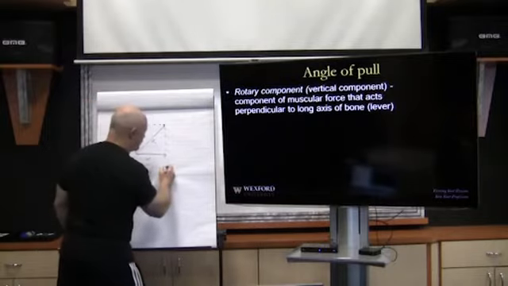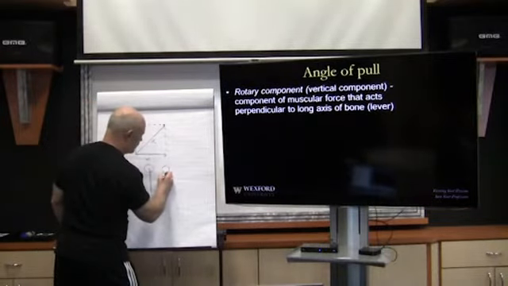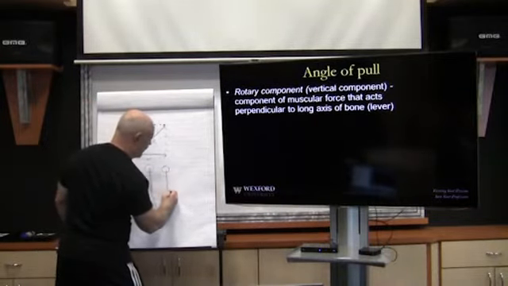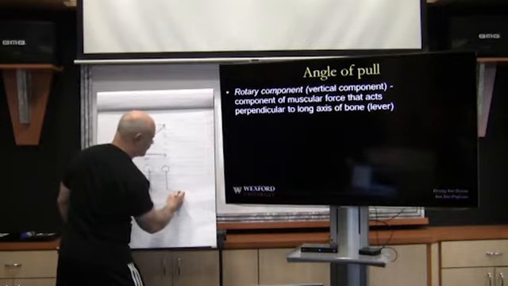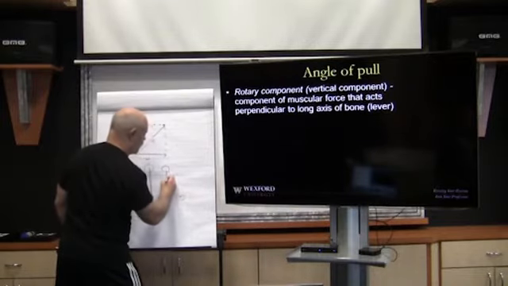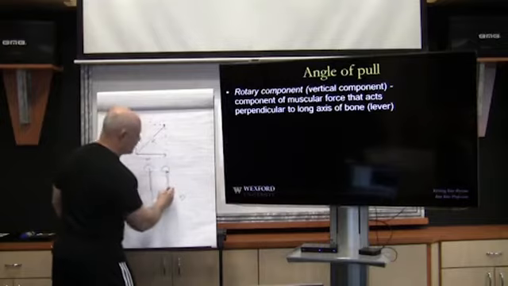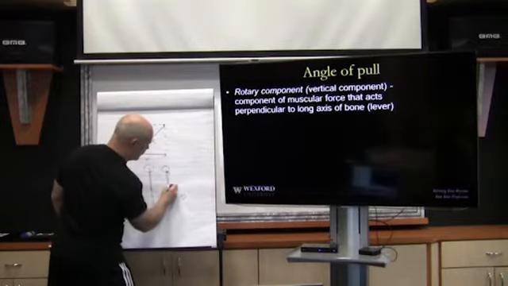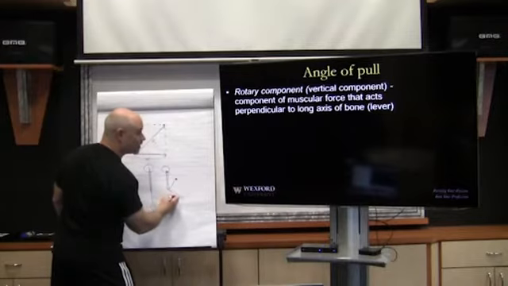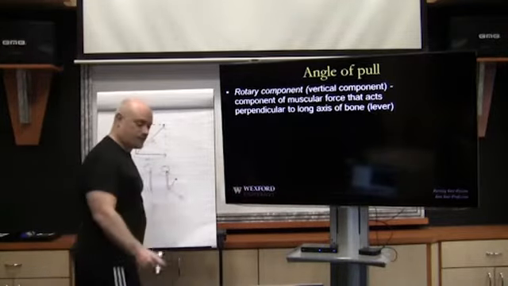But what happens when we bend the elbow just slightly? The angle of pull will change, and the rotary component will be right there. It's always perpendicular to the long axis of the bone that the muscle is pulling on.